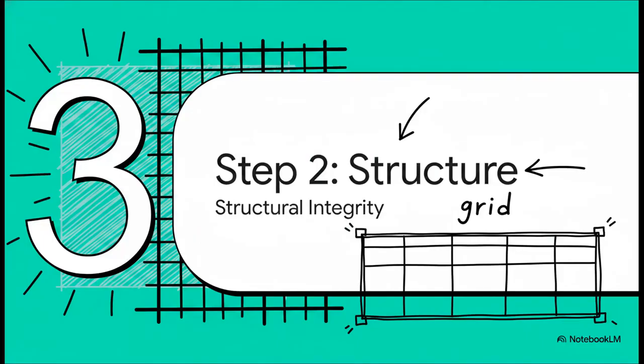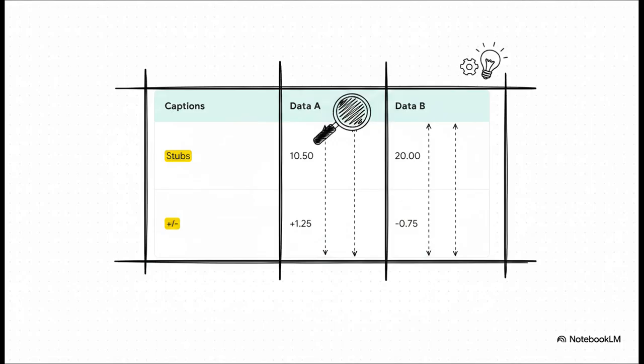All right, on to Step 2, structural integrity. This is where we frame the actual grid, and this brilliantly illustrates the power of proper ruling and alignment. Notice how lines clearly separate the columns, drawn at the top, bottom, and right below the captions. It gives the data incredible strength.